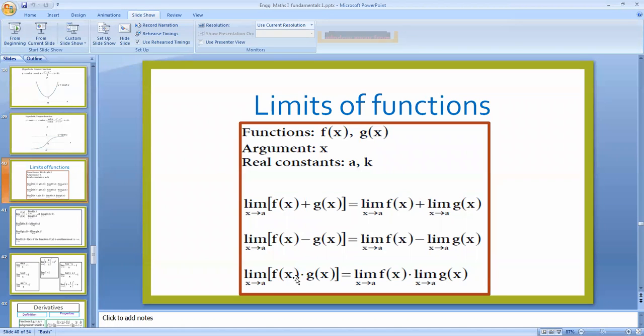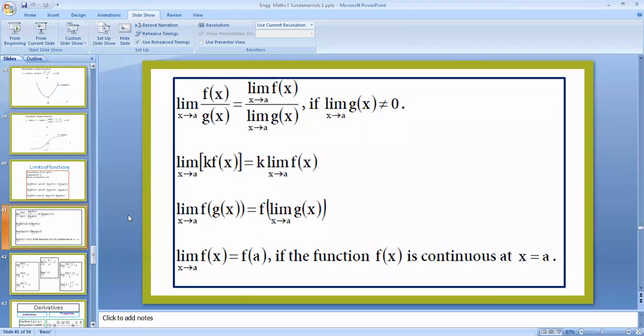Now next, the product of functions. If a product of functions is there, how to apply the limit? So limit of f of x into g of x as x tends to a is equal to limit of f of x as x tends to a into limit of g of x as x tends to a. What does it mean? It means that the limit of a product of functions is equal to the product of their limits. You got it? One more result is there.